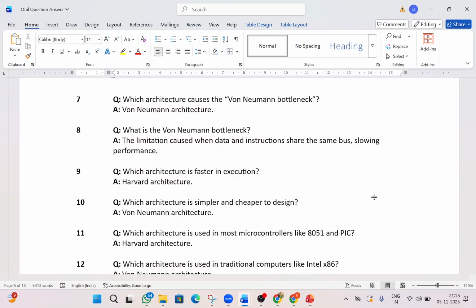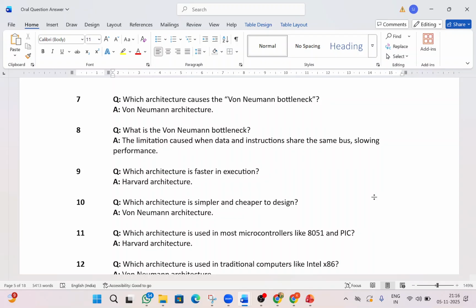Okay, question number 11. Which architecture is used in most microcontrollers like 8051 and PIC? That is the Harvard architecture, because we are using separate memory for the instruction and data. Microcontrollers need speed and parallel access, so Harvard architecture suits embedded control applications. So for the 8051 and PIC, we are using Harvard architecture.